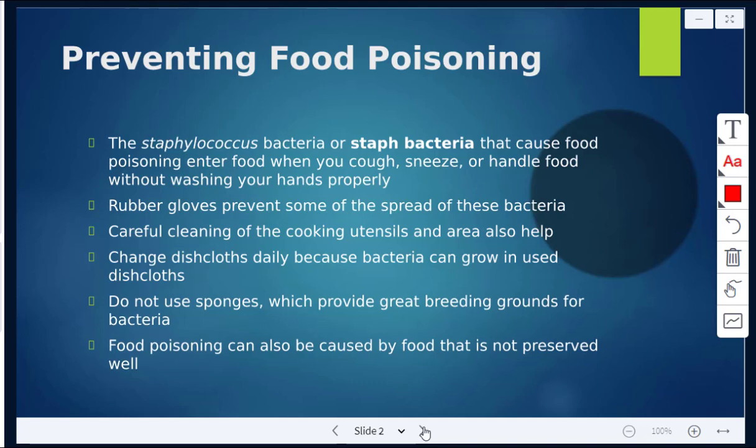Make sure that dishcloths are changed daily because bacteria can grow in used dishcloths. And then not using sponges, because they provide great breeding grounds for bacteria. But food poisoning can also be caused by food that's not preserved well, so it's not refrigerated well or stored properly.